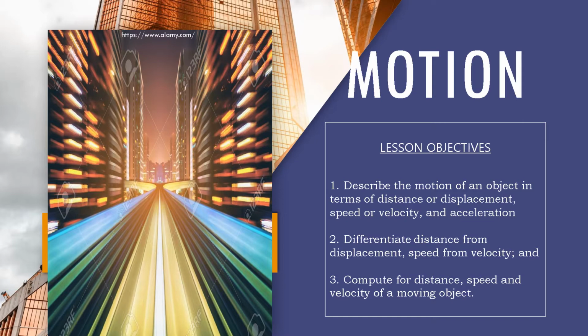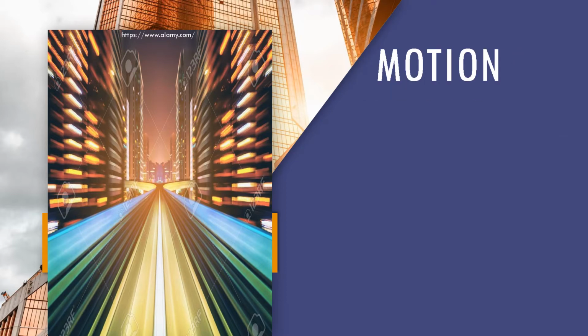Let us read the objectives. First, we have to describe the motion of an object in terms of distance or displacement, speed or velocity, and acceleration. Then the second one is we have to differentiate distance from displacement, speed from velocity, and compute for distance, speed, and velocity of a moving object. Lesson for today.